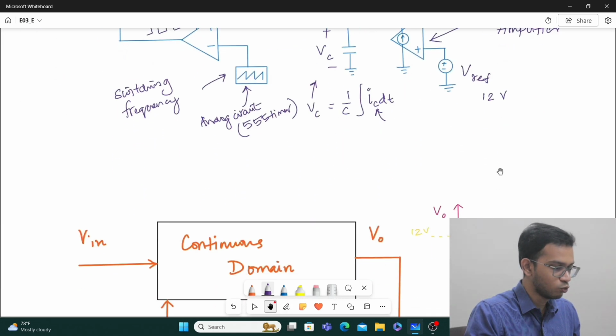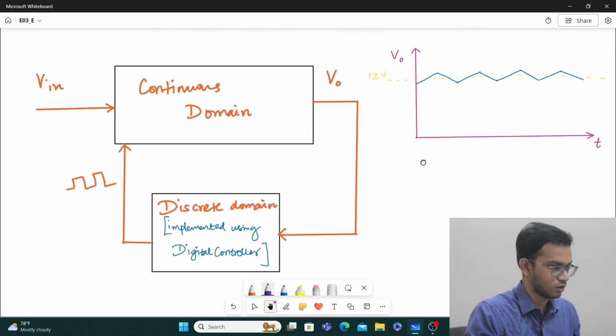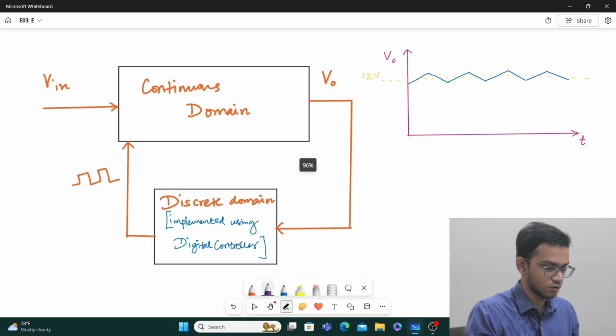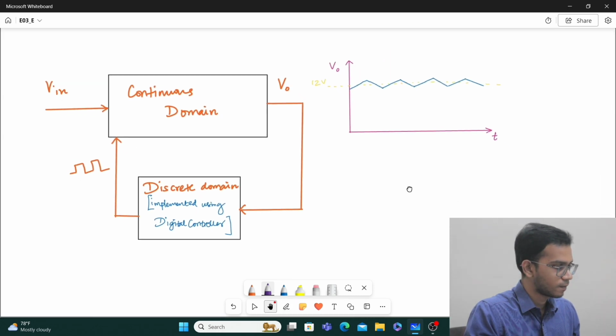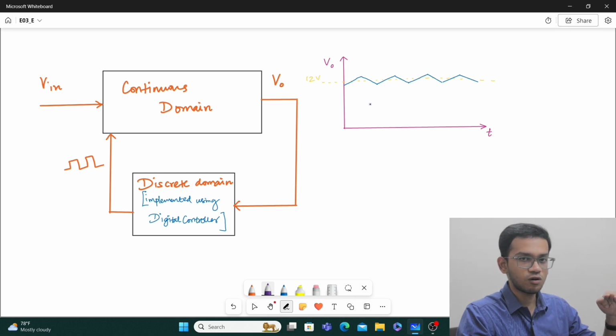Now, moving on to a discrete time domain controller. So this is how a discrete time domain controller essentially looks like. We have the converter in continuous time domain, and we take the output of it. The output of the converter will be something like this. Though this is a slightly exaggerated value, it is almost 12 volt.